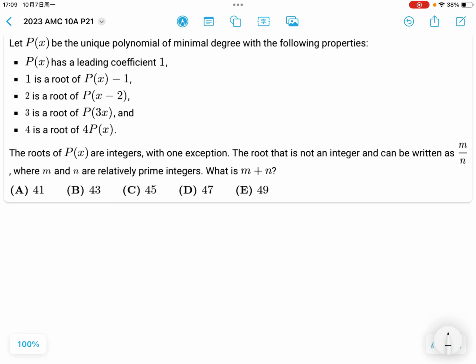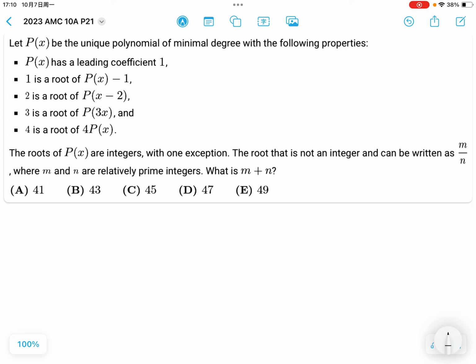The roots of P of x are integers, with one exception. The root that is not an integer can be written as m over n, where m and n are relatively prime integers. What is m plus n? So this problem is easy if you think about it in the right way.